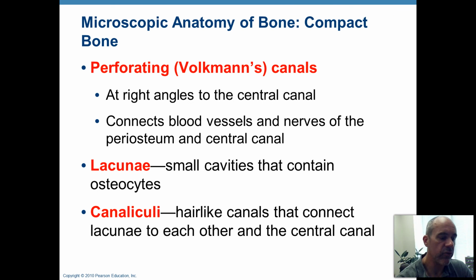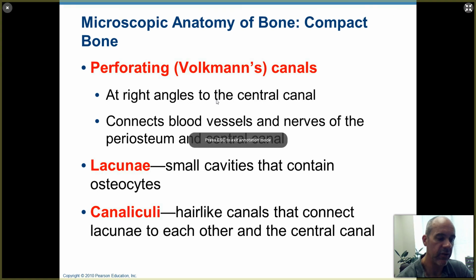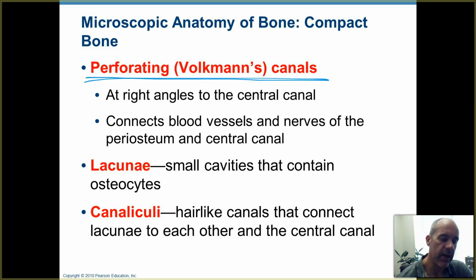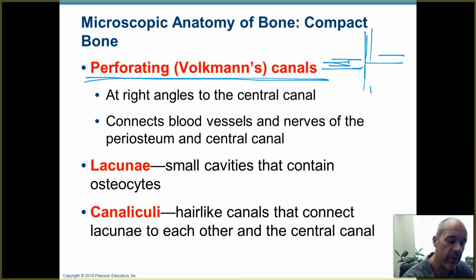All right, so you have that central canal that exists, or those central canals that exist within the osteons. There are other canals within compact bone called perforating or Volkmann's canals, and so if the central canals are running like this, the perforating canals run at right angles. So if you've got arteries that are coming in from the surface, from the periosteum, from either edge of the bone, then they can make these little right angles and turns into the central canal.